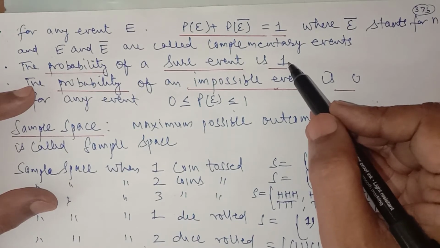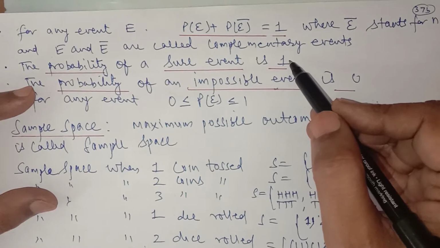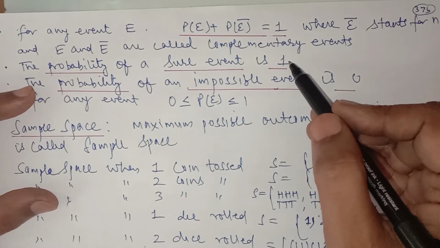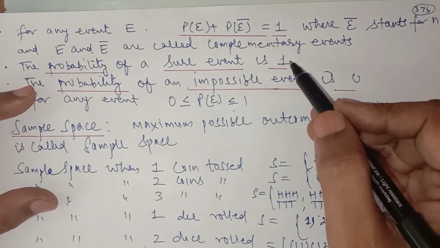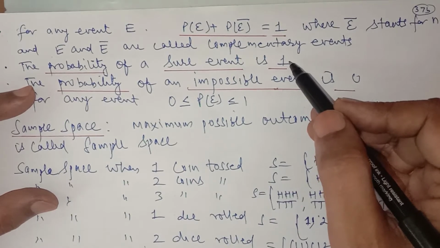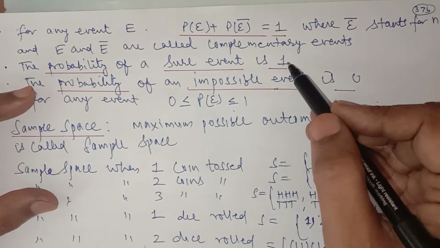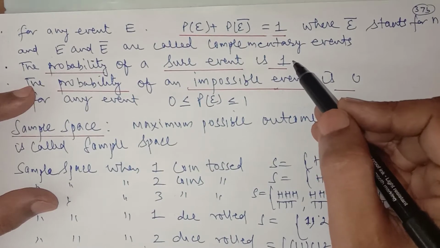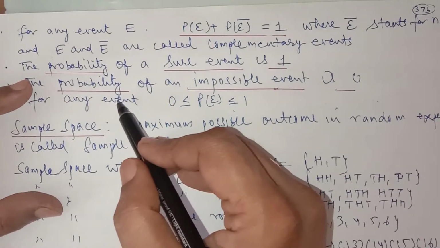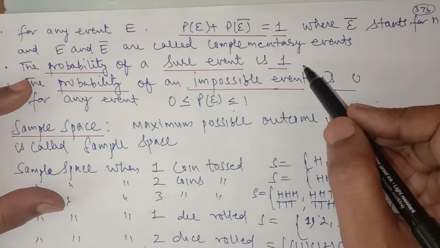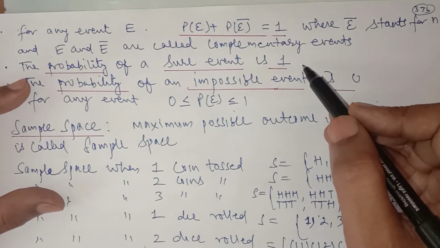For example, in a throw of a die, the event of getting a number less than 7 is sure, because in a throw of a die, we'll surely get a number less than 7: 1, 2, 3, 4, 5 or 6. So the probability of that sure event is 1. There are 100% chances of getting a number less than 7 when a die is thrown.